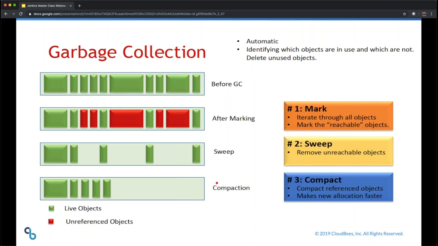So that's called the sweep phase. During the sweep phase, all those objects are essentially marked for removal and removed from memory. Then you've got the compaction cycle. And during that cycle, referenced objects are compacted down, which makes new allocation faster.